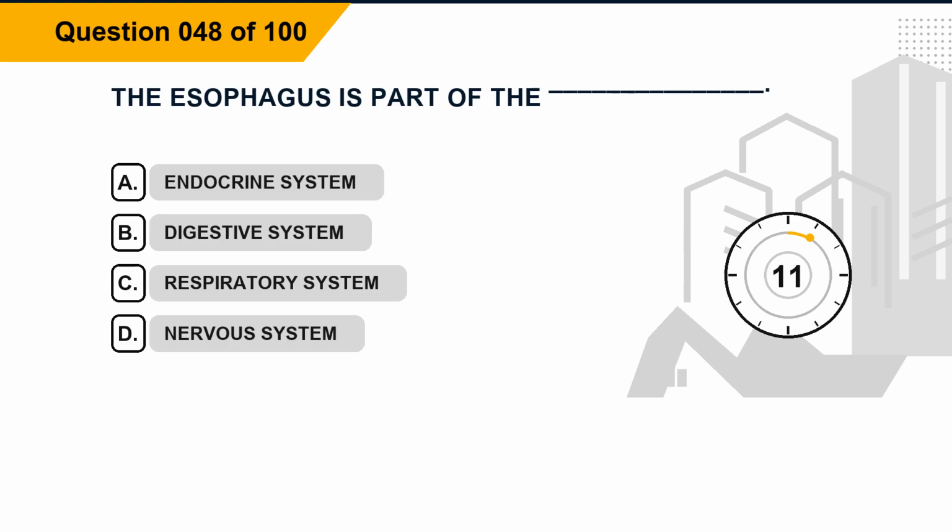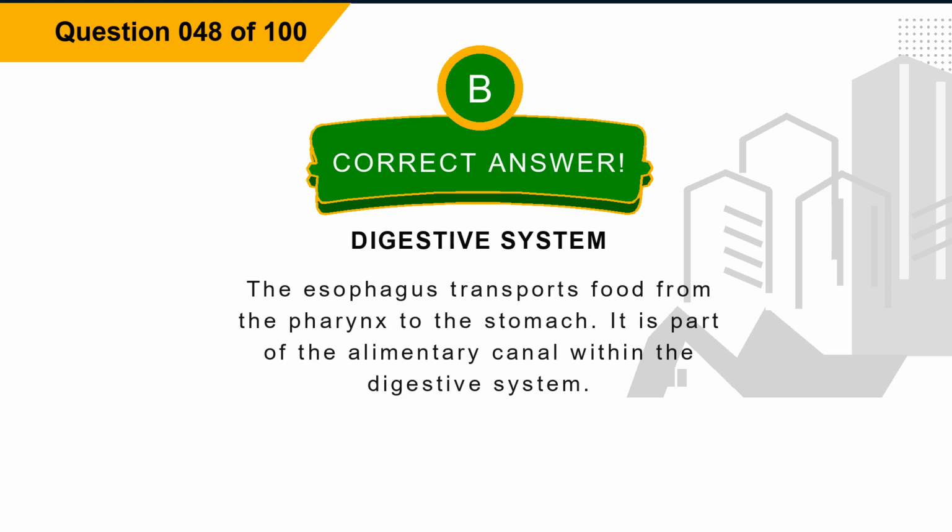Question 48. The esophagus is part of the blank. Option A, endocrine system. Option B, digestive system. Option C, respiratory system. Option D, nervous system. The correct answer is option B, digestive system.